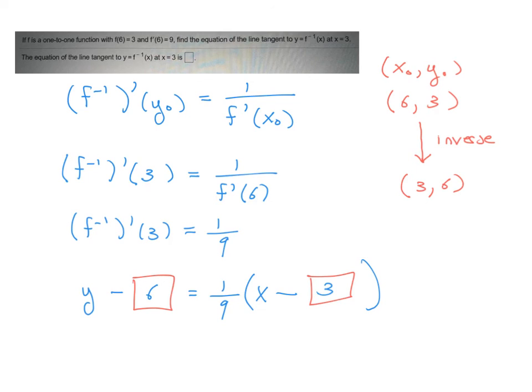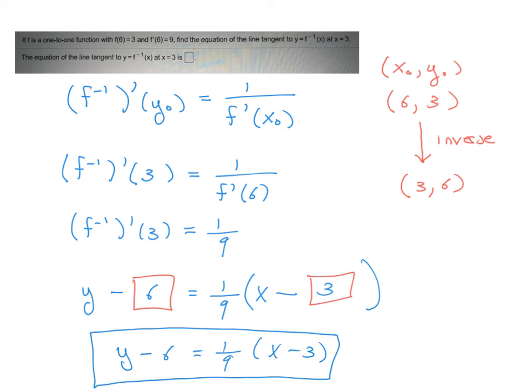And I think we can leave it unsimplified, but y minus 6 is equal to 1/9 times x minus 3 is the equation of the tangent line to the inverse function at x equal to 3.